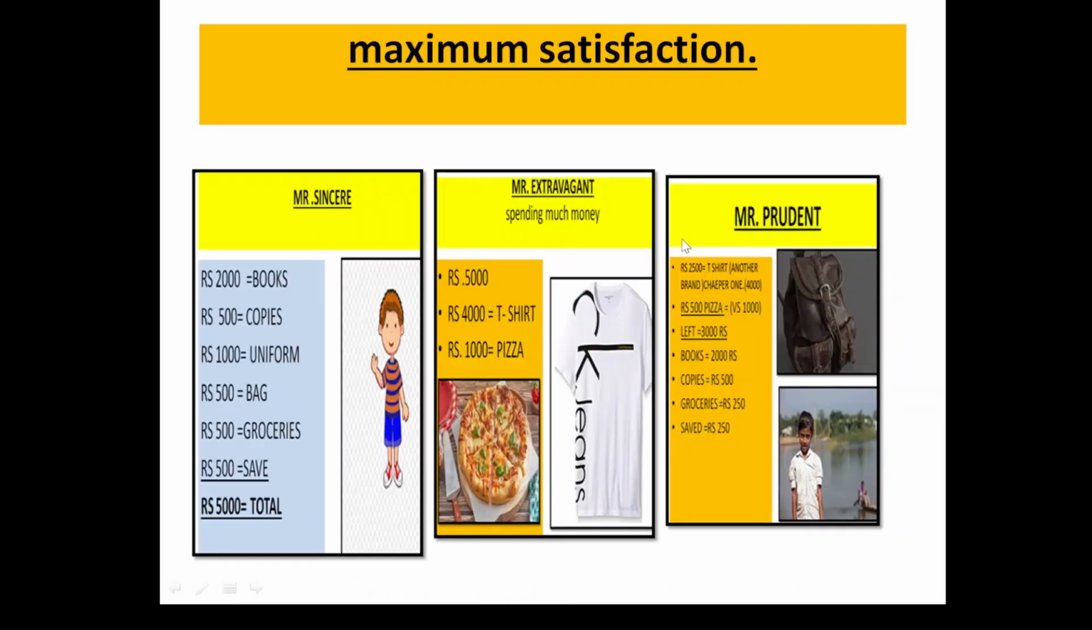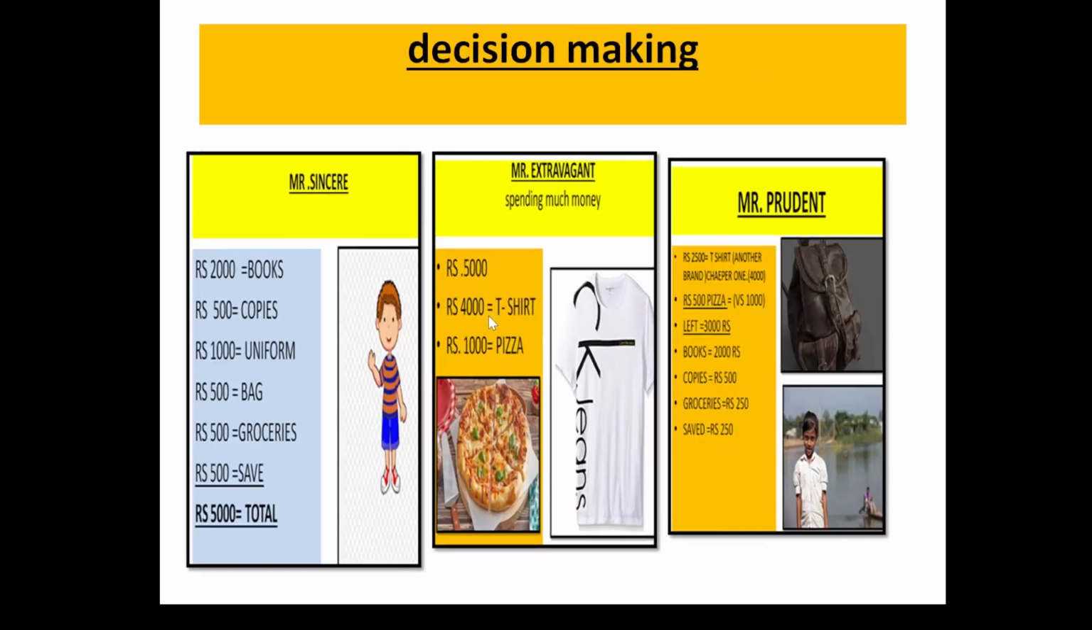Then, out of the three friends, whom do you think was most happy, or who had the maximum satisfaction? Mr. Sincere? No. On one hand, he can go to school, but he did not enjoy the t-shirt and the pizza. Mr. Extravagant, a big no, because he cannot go to school now. But what about Mr. Prudent? I think Mr. Prudent was satisfied to the highest level among the three friends.